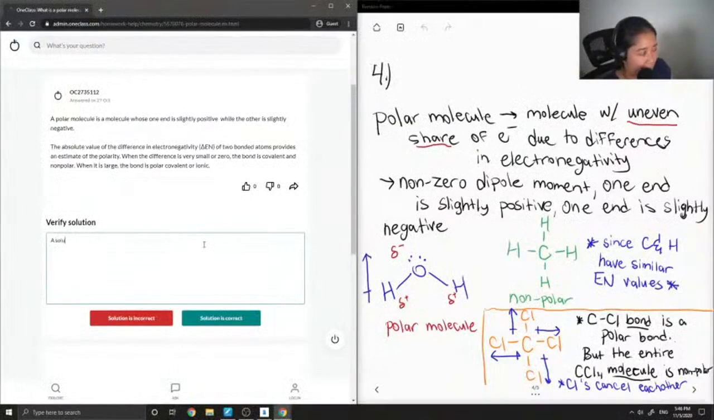Anyways, this solution is correct. They talk about that difference in electronegativity of two bonded atoms, but the second part of the definition just defines what a polar bond is. The first part is defining the polar molecule. So I'll just kind of clarify that.